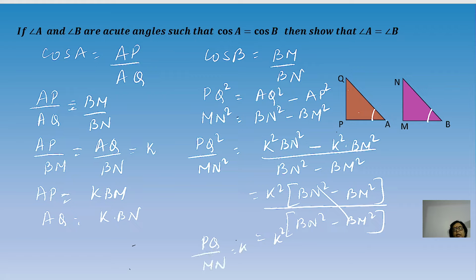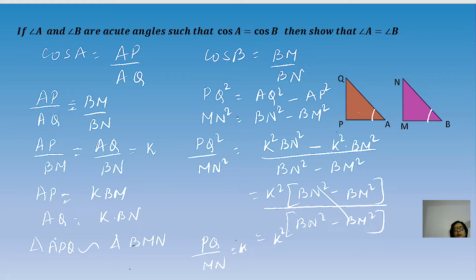So the third side is also equal to K. The ratio of the third sides is also equal to K. So all these three sides become proportional. That means the conclusion is that triangle APQ is similar to triangle BMN.